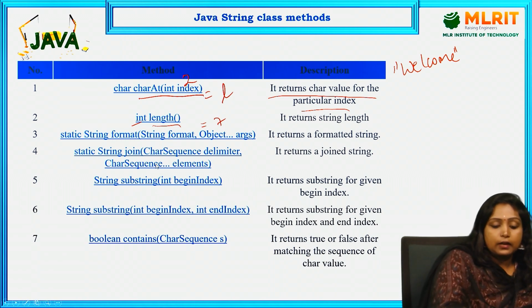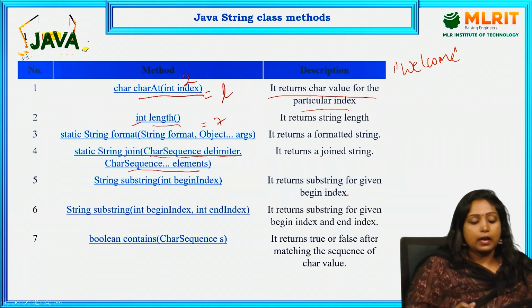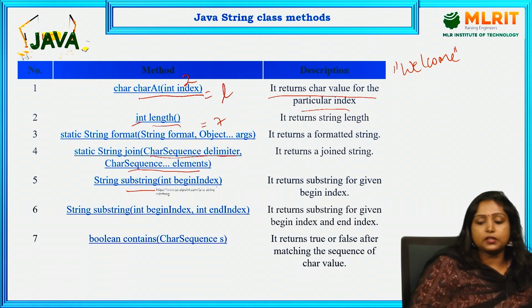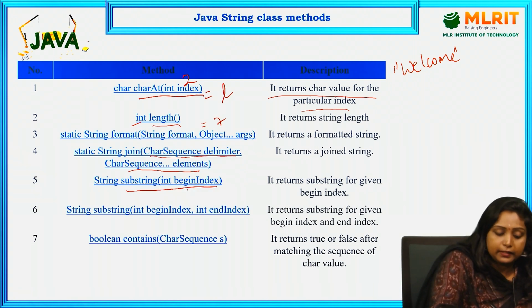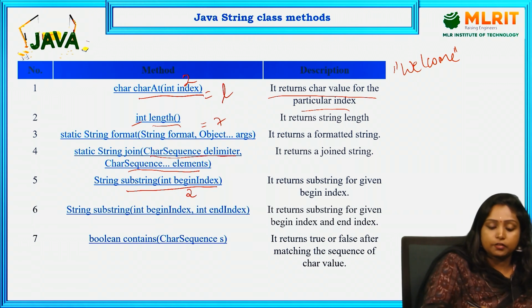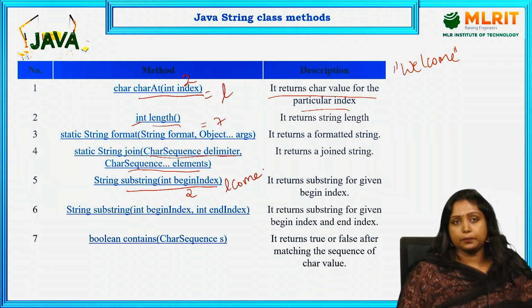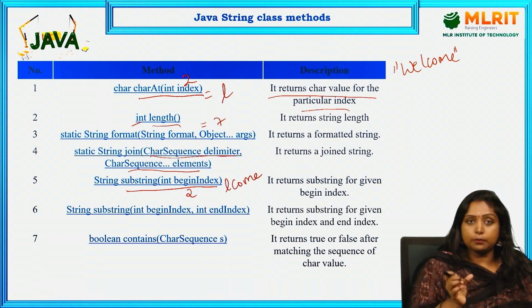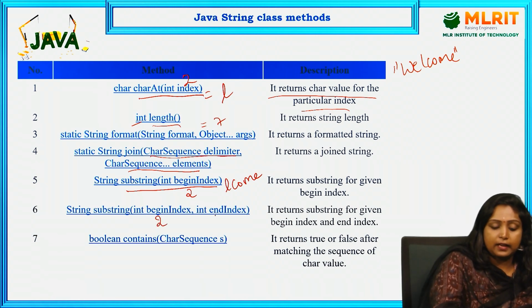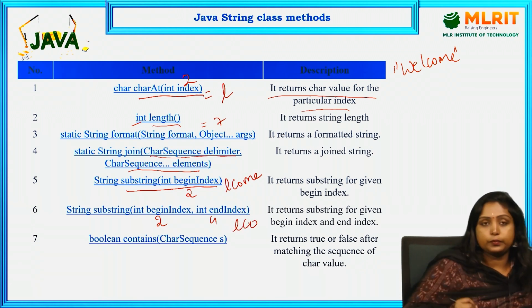And join. If I want to join, it is used to join two strings. And for substring, you have to give, for example, a begin index of 2. What will be the substring? It returns a string, 0 1 2, and it will return LCOME. And if I want to go with both a begin index and an end index, you will get LCO.